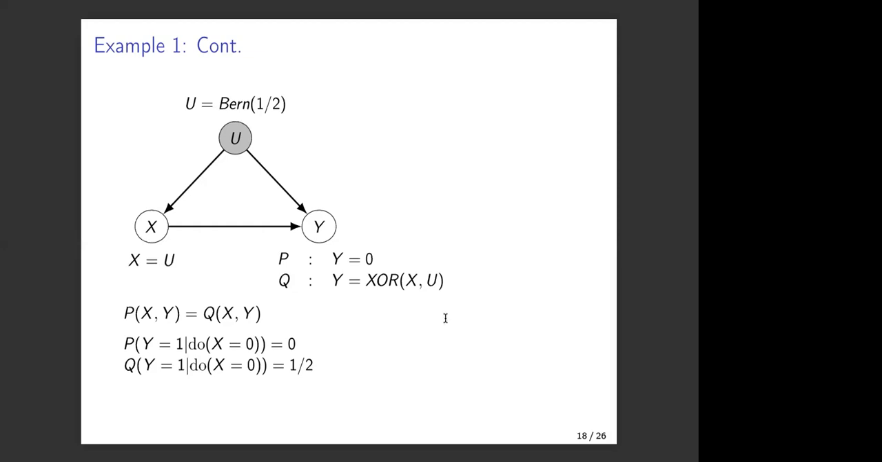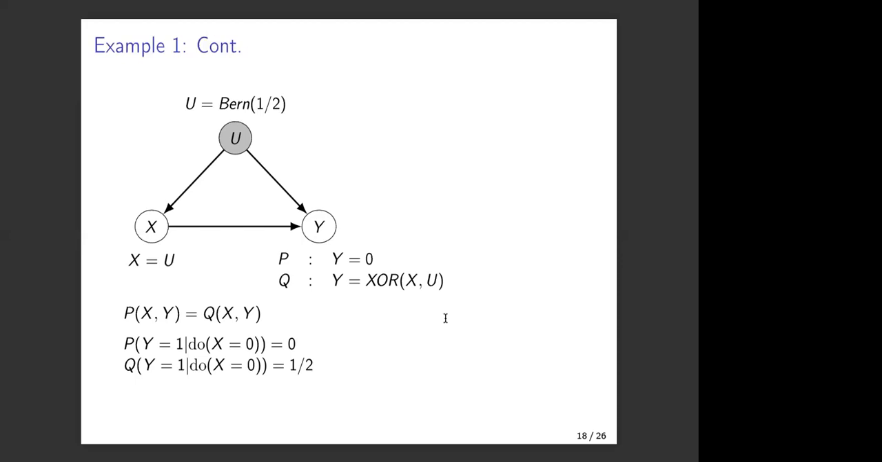Vinod, yeah. So when you say X is U, what does it mean? Is it like an independent copy of U? No, it copies. So the table is exactly U. In other words, for example, if U takes value true, then X cannot take value false. It's exactly the same.